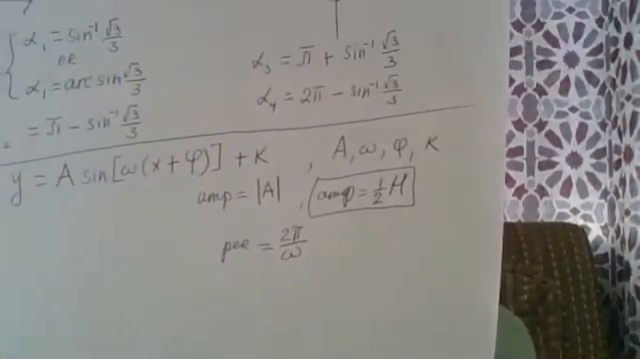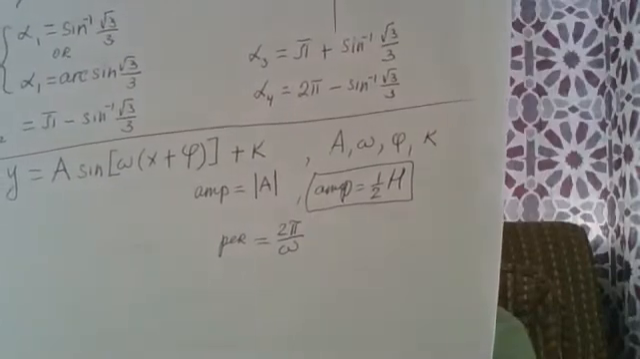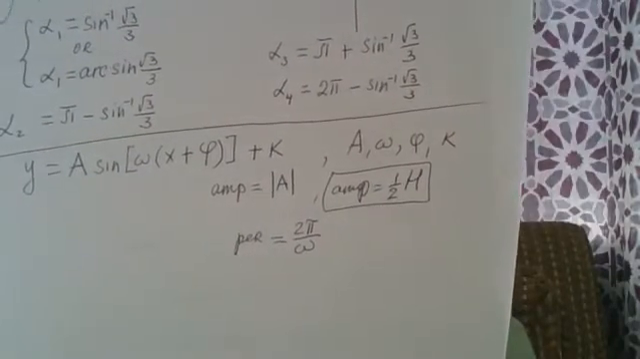Next here is omega. What about omega? Omega is responsible for the period, because if we know the value of omega, we can use that formula 2 pi over omega to find a period of the given function.